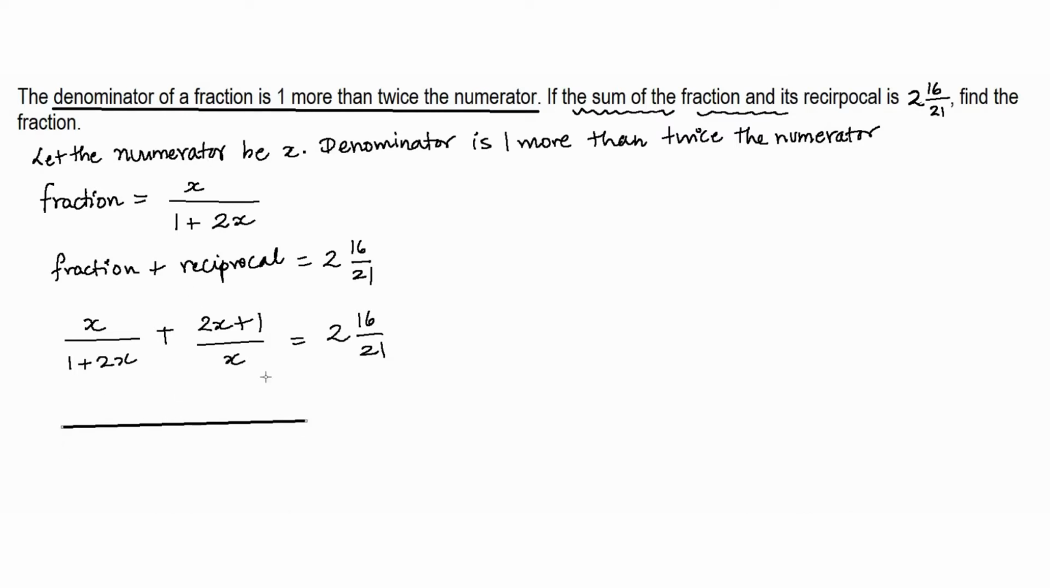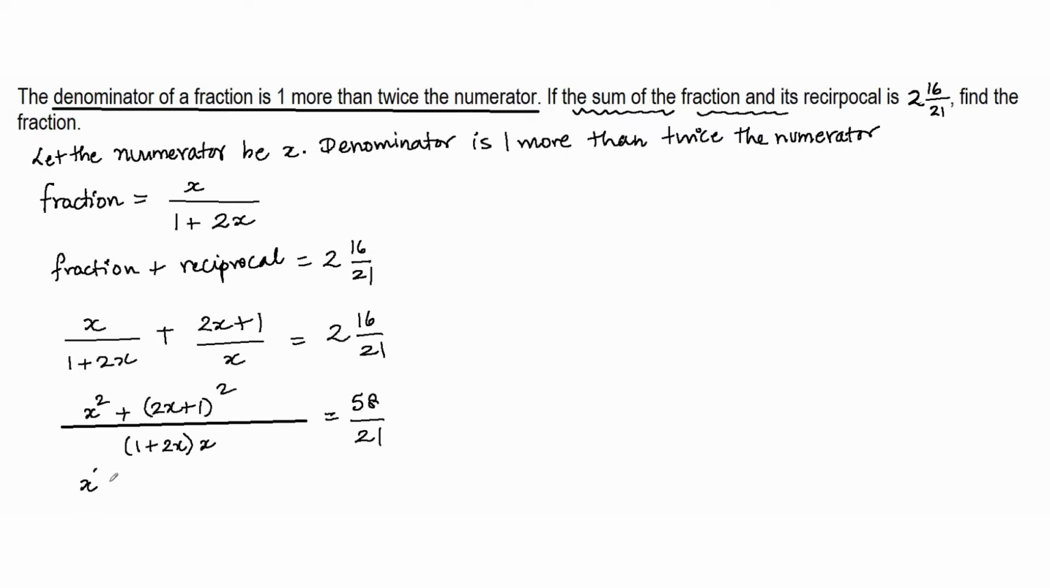The LCM of 1 plus 2x and x is (1 plus 2x) multiplied by x. The numerator is x into x, which is x square, and (2x plus 1) into (2x plus 1) is (2x plus 1) the whole square, is equal to 42 plus 16, which is 58 divided by 21. And now of course this is just a question of opening up the brackets and simplifying the expression and cross multiplying. So let me do that quickly.